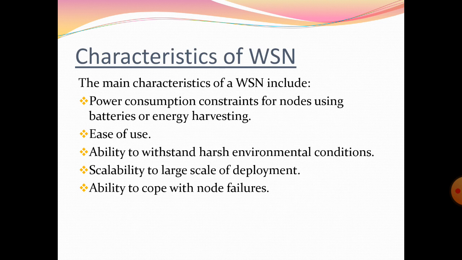Coming to the characteristics of wireless sensor networks, the main characteristics include: number one, power consumption constraints for nodes using batteries or energy harvesting, ease of use, ability to withstand harsh environmental conditions, scalability to large-scale deployment, and ability to cope with node failures.